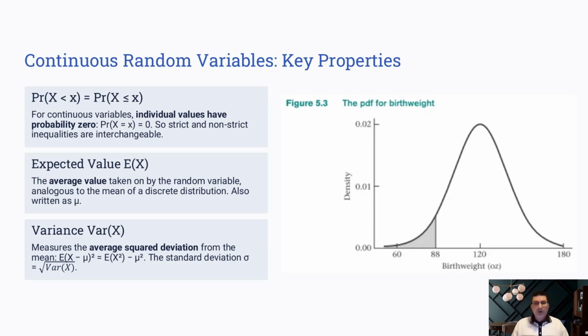Now, when we talk about the expected value, E of x, we're really just talking about the average, very similar to the mean you already know from discrete cases. We usually denote it by mu. And then we have variance, which tells us how spread out the values are around that mean. More specifically, it measures the average squared distance from mu. The standard deviation, sigma, is just the square root of that variance, which brings it back to the original units and makes it easier to interpret.